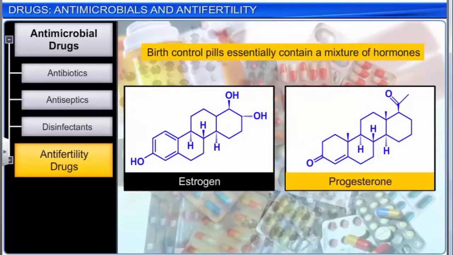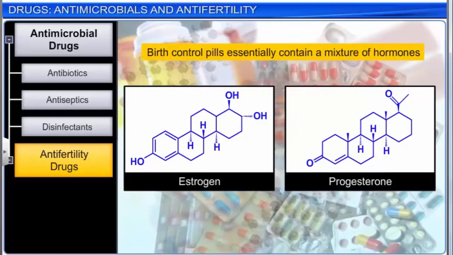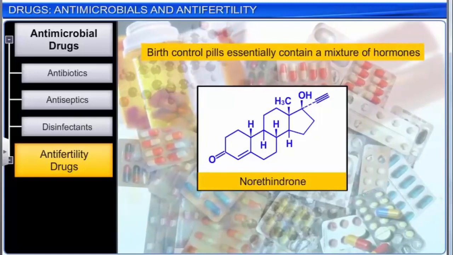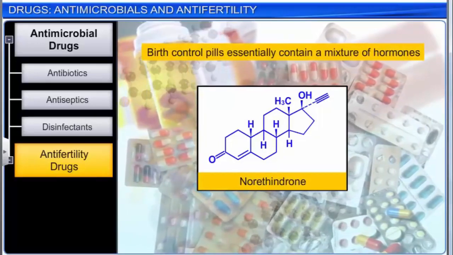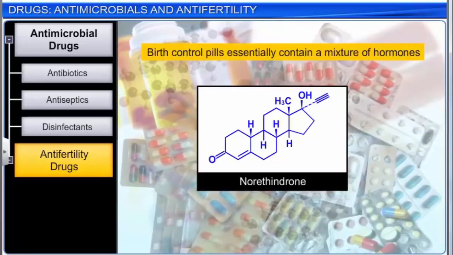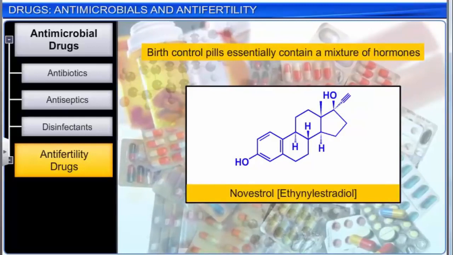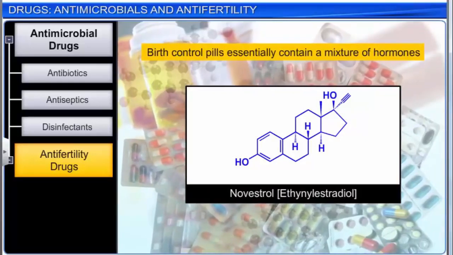Progesterone is known to suppress ovulation. Norethindrone is a synthetic progesterone derivative most widely used as an anti-fertility drug. Another drug, novestrol or ethinyl estradiol, uses an estrogen derivative in combination with a progesterone derivative.